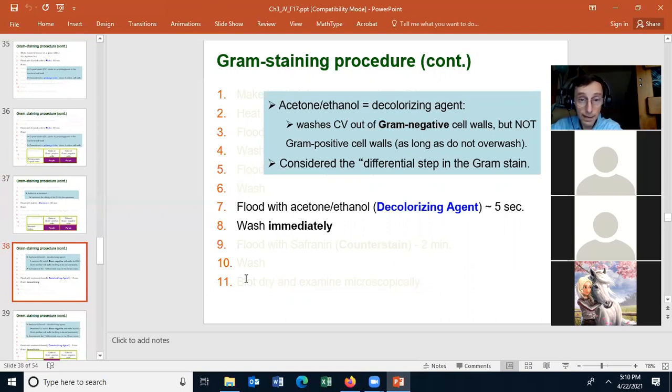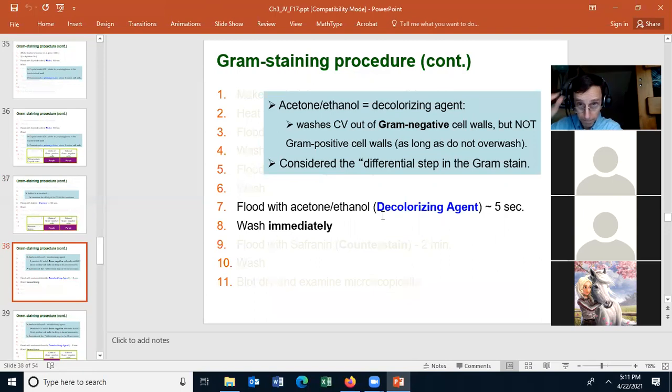You then flood the slide with acetone ethanol. Acetone and ethanol is the decolorizing agent, and this is the decolorizing agent that we use in the microbiology lab at Clark. Of course, we're doing it online, so I could really change it to anything I wanted to. But there are other decolorizing agents.